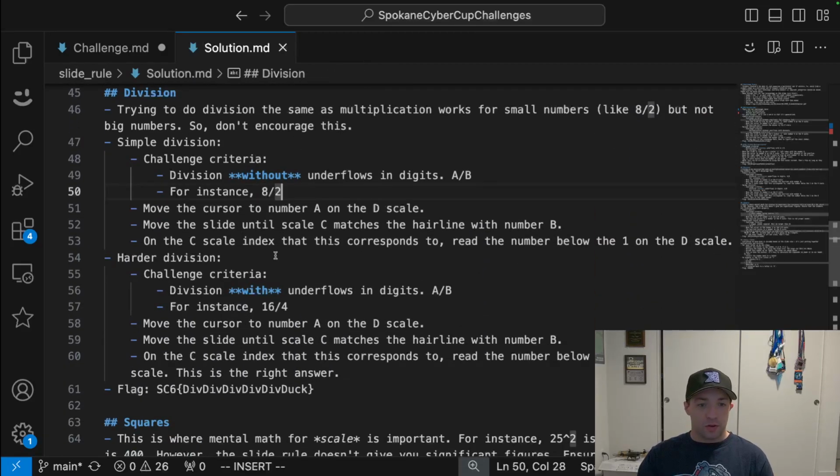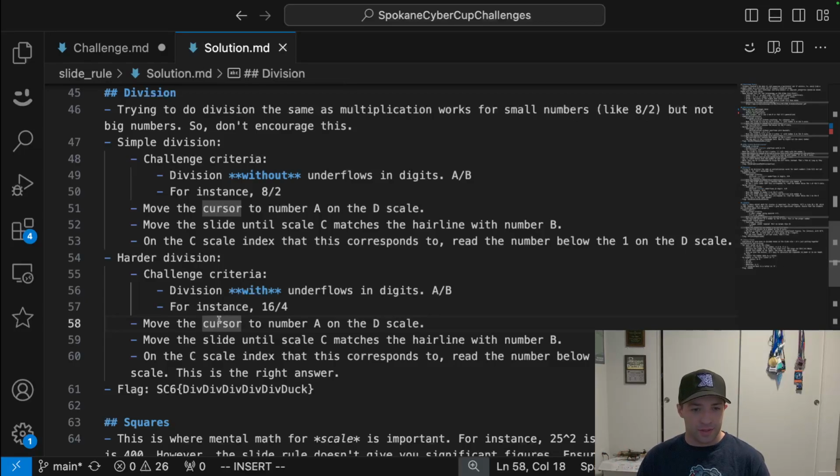For division, there are 2 different things they need to do. They need to do simple division, which is going to be something like 8 divided by 2, and then they need to do harder division, which is going to be something like 16 divided by 8. Anytime that the number underflows, you start to run into weird issues with it. You have to use a slightly different strategy for division. Just keep those in mind when you're administrating these.